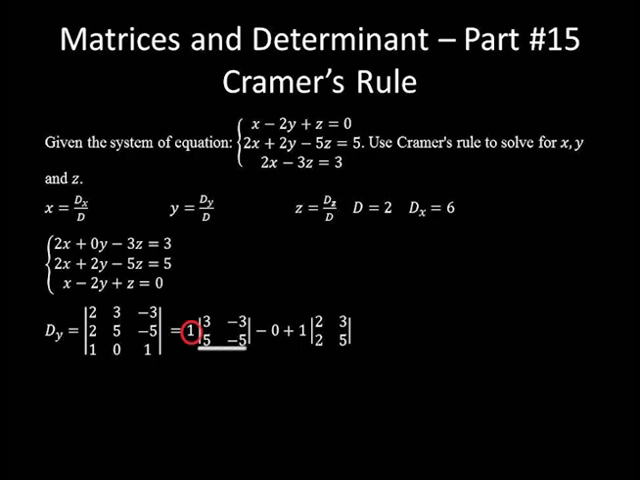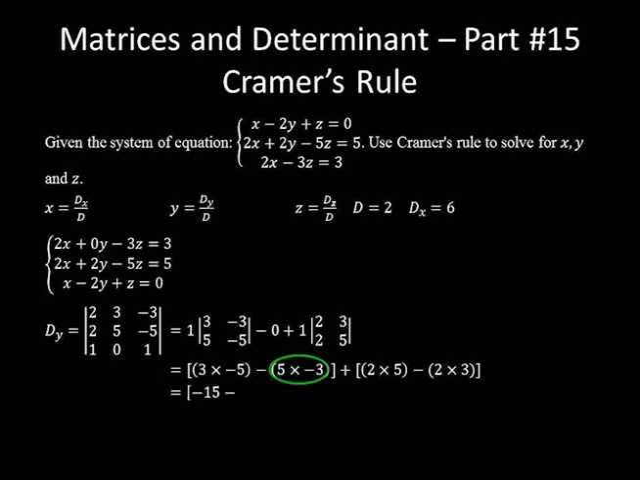1 times this determinant is the determinant itself, that's 3 times negative 5 minus 5 times negative 3, plus also 1 times this determinant is the determinant itself, that's 2 times 5 minus 2 times 3, which is equal to 3 times negative 5 is negative 15 minus 5 times negative 3 is again negative 15, plus 2 times 5 is 10 minus 2 times 3 is 6, which is equal to negative 15 minus negative 15 means plus 15, plus 10 minus 6 is 4, which is equal to negative 15 plus 15 is 0. 0 plus 4 gives us 4. Therefore, the determinant, that's d sub y, equals 4.